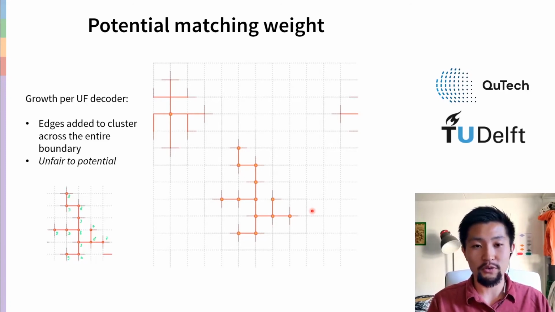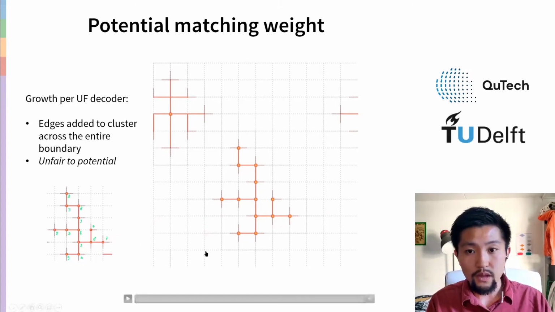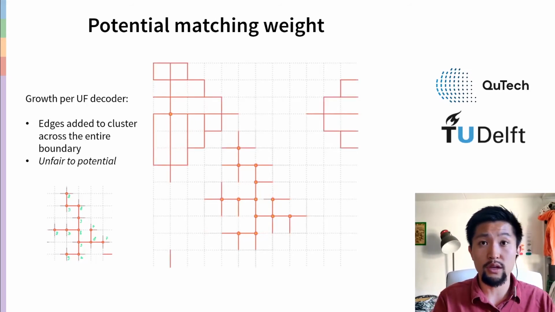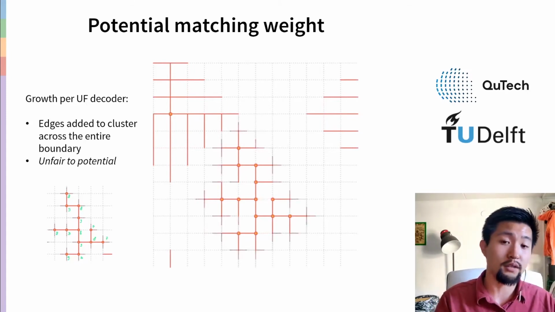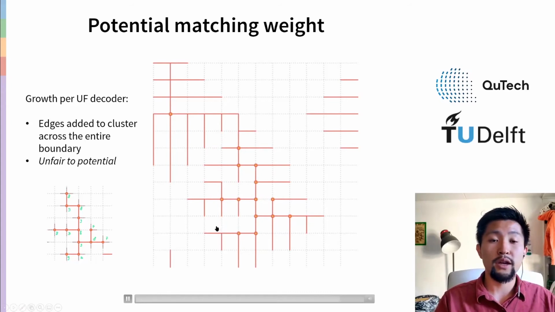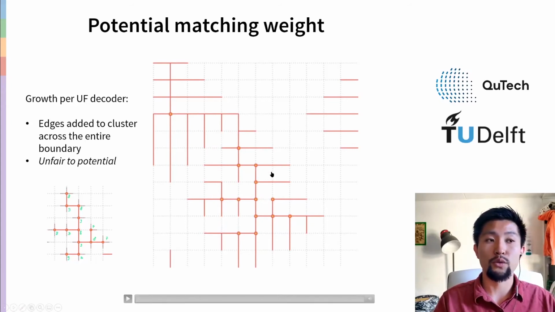would prefer to do is to grow the vertices with the low potential matching weight first, and then move on to the higher potential matching weight clusters. So let's just visualize this. If you would grow this according to the vanilla unifying decoder, and note that we have these dynamic forests as well here, then all edges will be added to the boundary simultaneously per growth iteration.